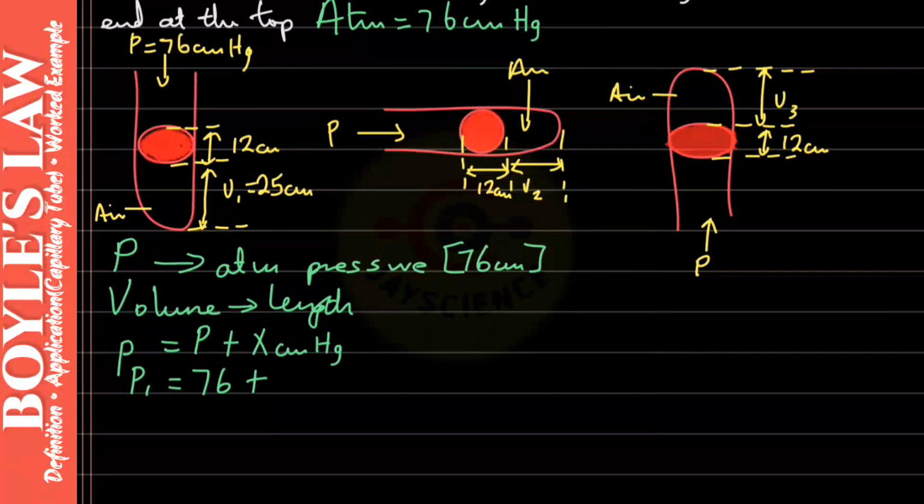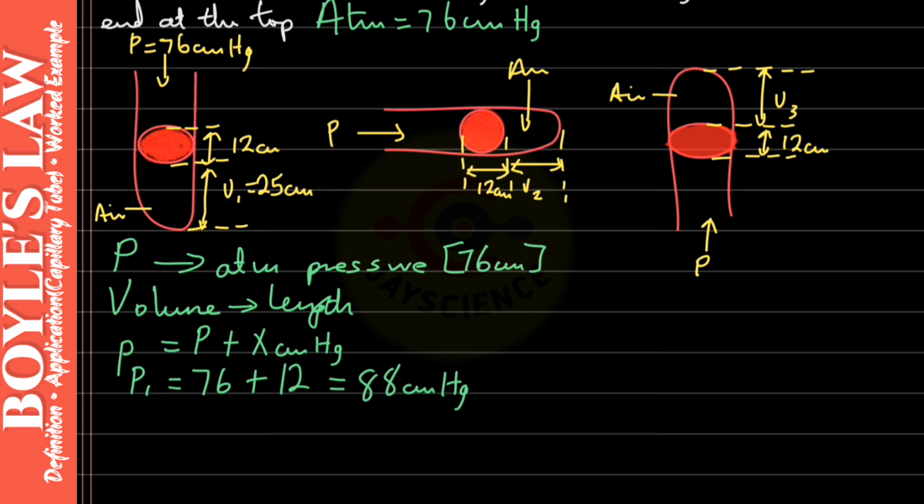So first things first, the vertical tube with the closed end at the bottom. What do we know about it? The first assumption we can make is that P is the atmospheric pressure, and the volume is proportional to the length. So those are the two assumptions we can make. From what we know concerning this particular case scenario, the pressure of the gas is equal to the atmospheric pressure plus the length, that's your X, 12 centimeters of mercury. And this will give you 88 centimeters of mercury. So we'll have that as P1.